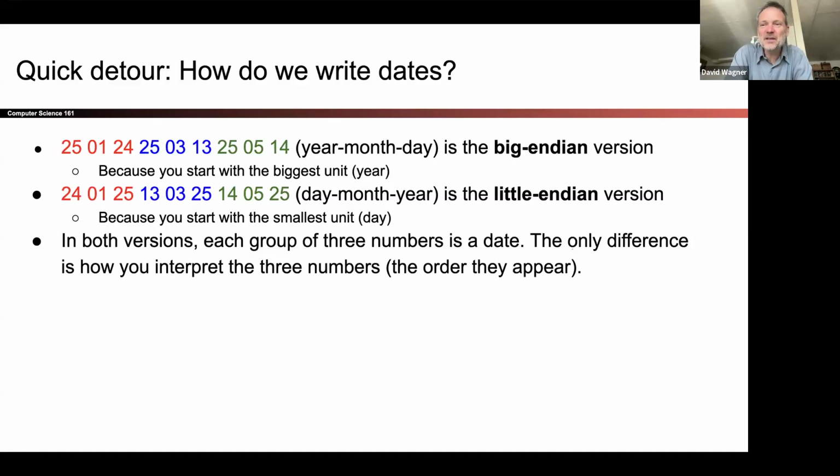Okay? So either way, whichever convention you choose, each group of 3 numbers is a date. The only difference between big endian versus little endian is how you interpret those three numbers. Like if you want to write down a date, the difference is how you represent the date as three numbers. Or if you have three numbers, the difference is how you interpret those as a date.